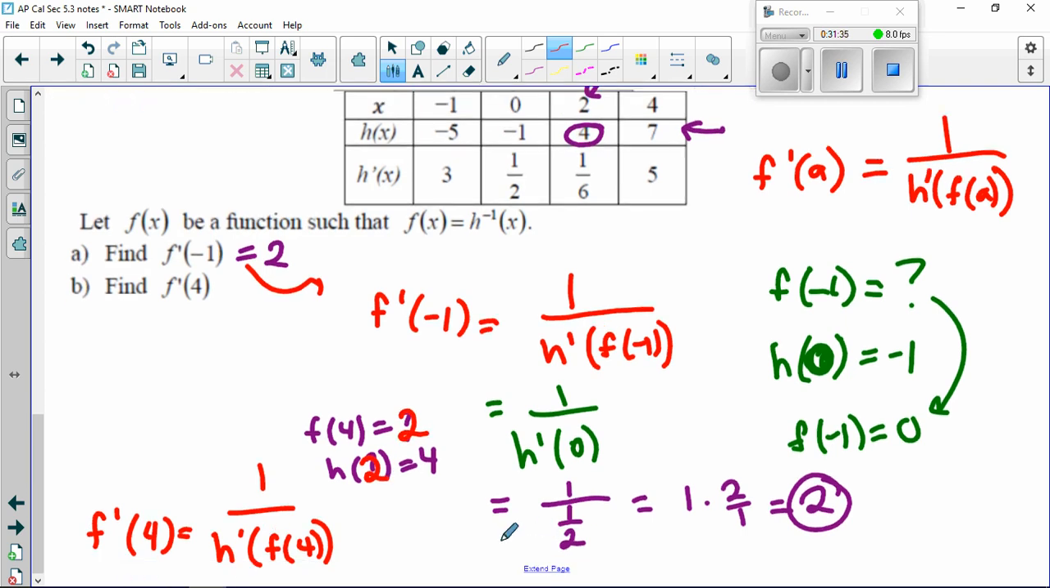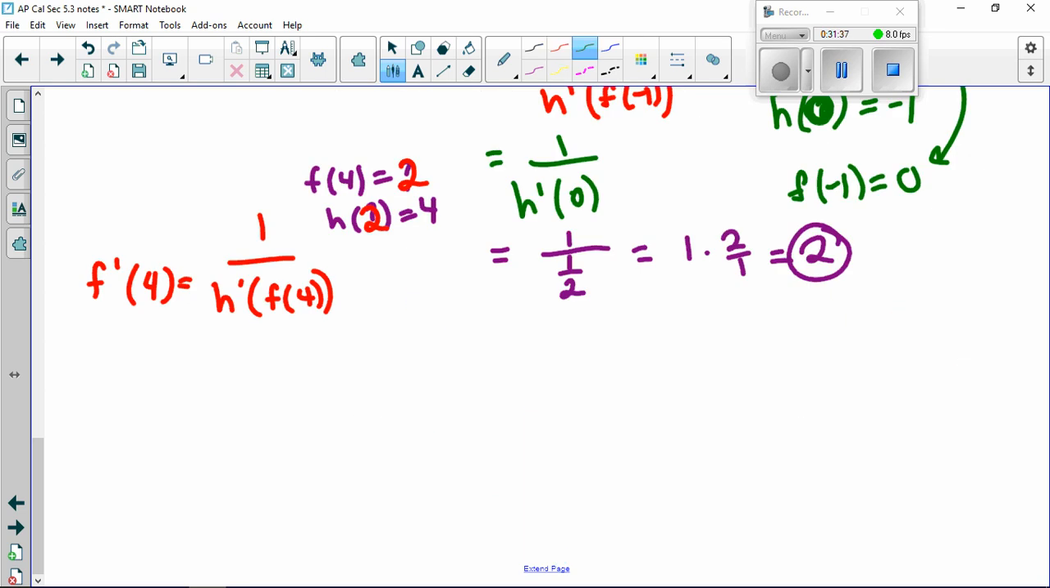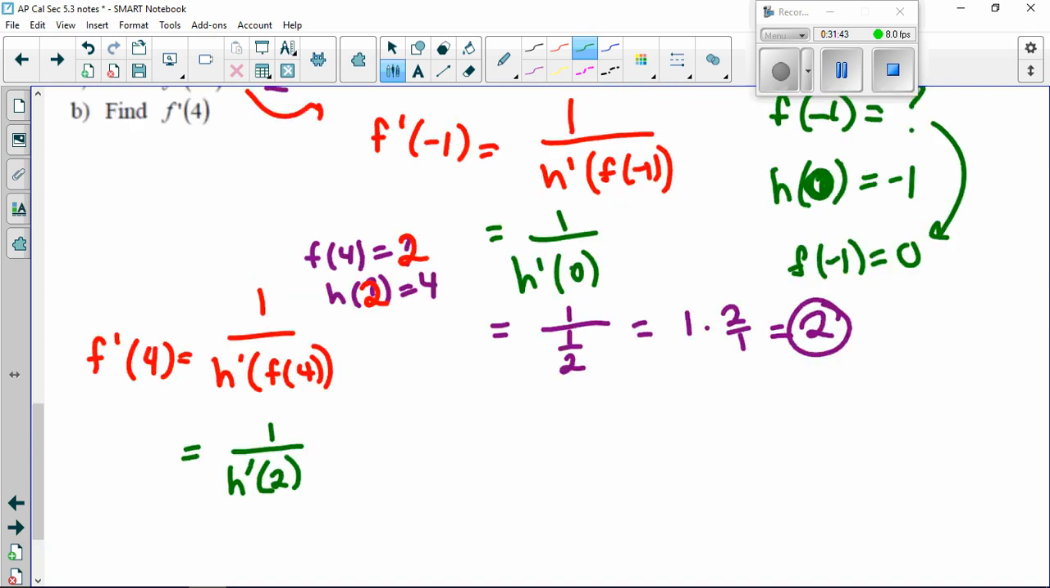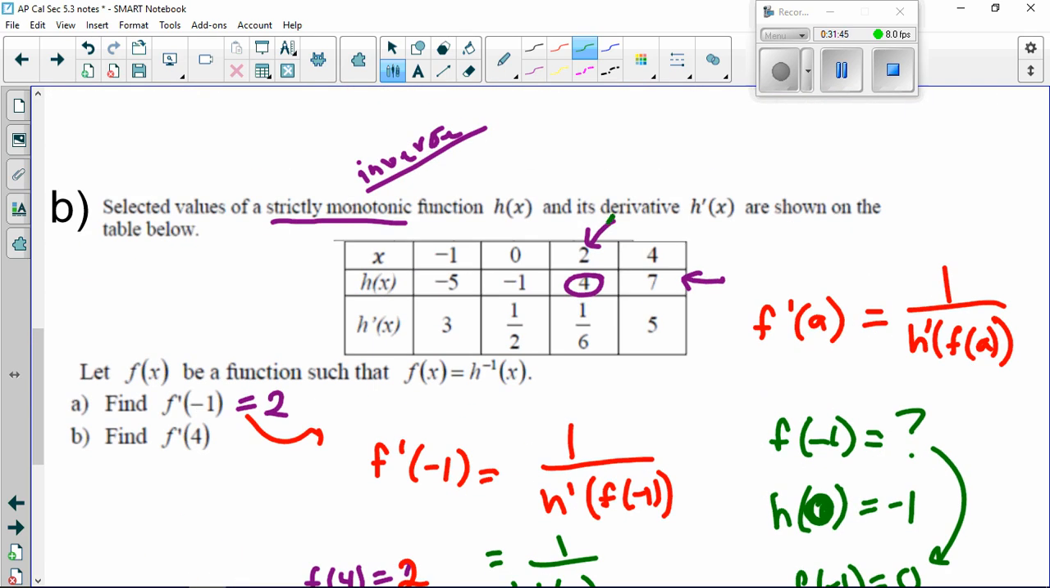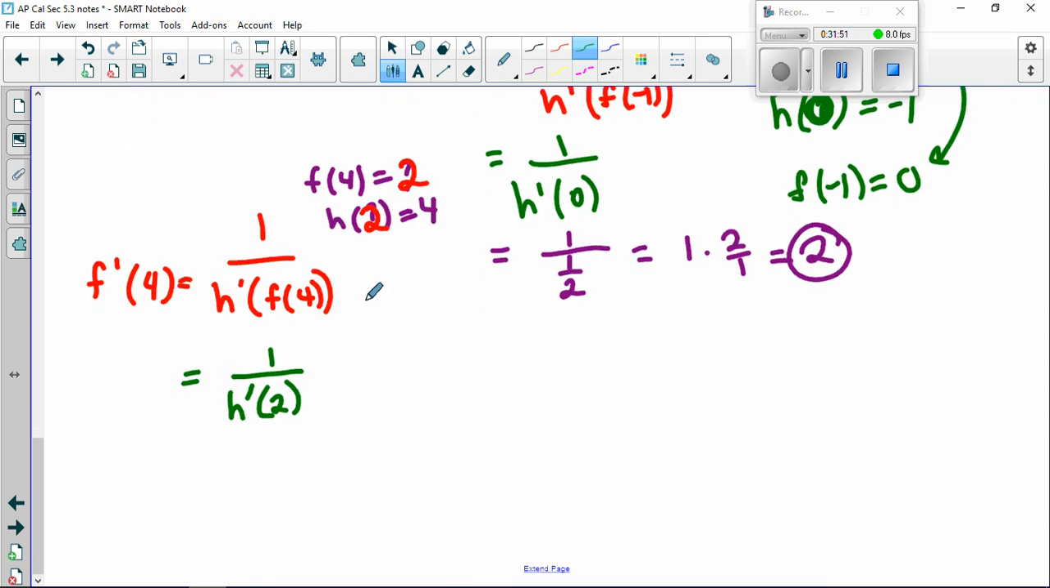So f of 4 is 2, h prime of 2. Well, h prime of 2, we're already on the 2 column, so we go down. H prime is 1/6. So we have 1 over 1/6. Another fraction and a fraction, keep, change, flip. So our answer is 6.